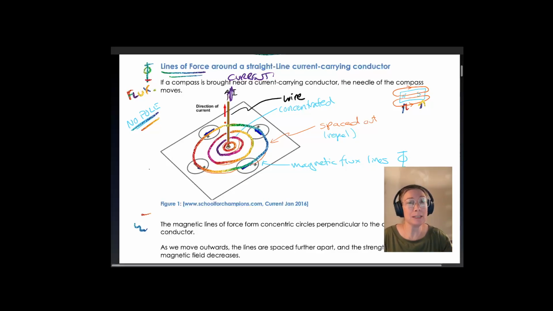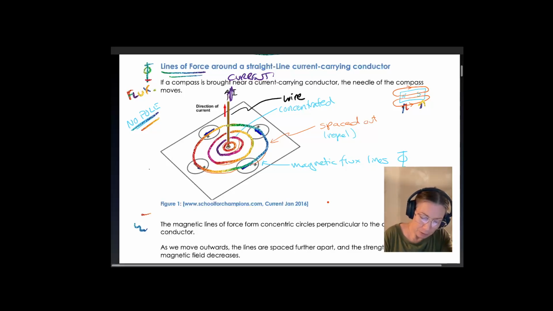Why? Because of the five principles of magnetism. One of those principles is that they don't like each other, they repel one another. They're going to be concentrated near the source of the magnetic field, which is the wire or the current carrying conductor, and they're going to be spaced out because they're repelling each other outside of that. So those are our magnetic flux lines. Yes, they exist in a wire.